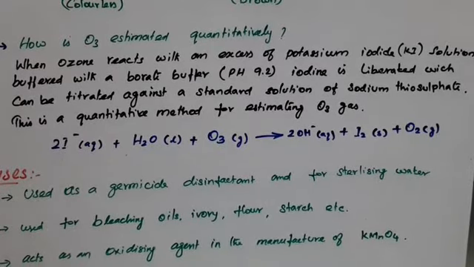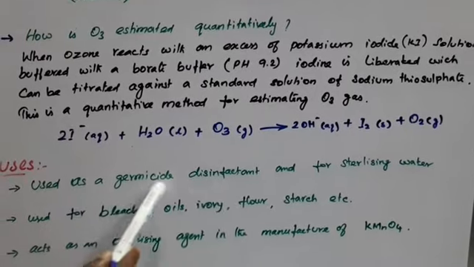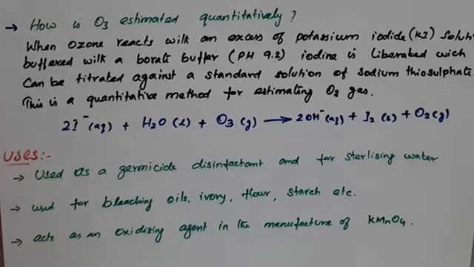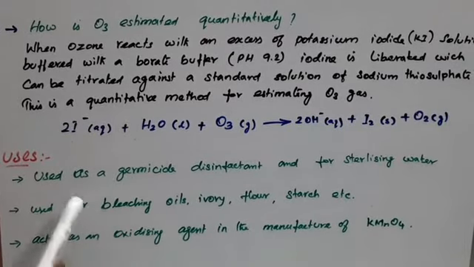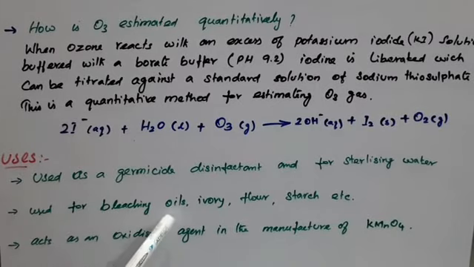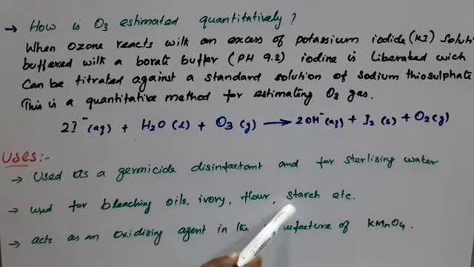After that, the uses: it is used as a germicide, disinfectant and for sterilizing water. Mainly it is used in the RO water we use now. And also for bleaching oils, ivory, flour and starch.